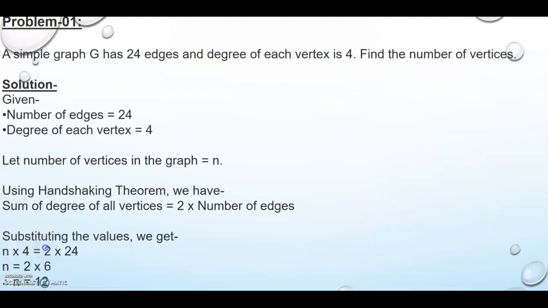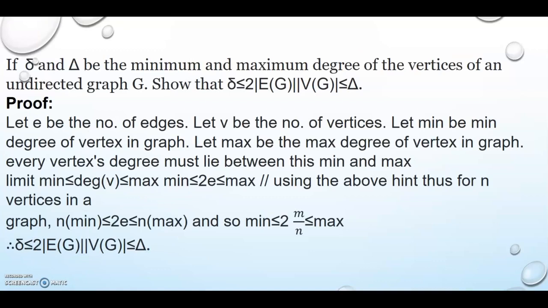It's a very simple way. And the next one: let del and delta be the minimum and the maximum degree of the vertices of an undirected graph G. We show that del is less than or equal to 2E(G) divided by V(G), which is less than or equal to delta. This is what we are going to prove.